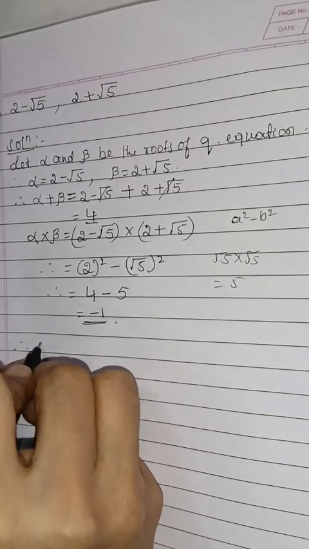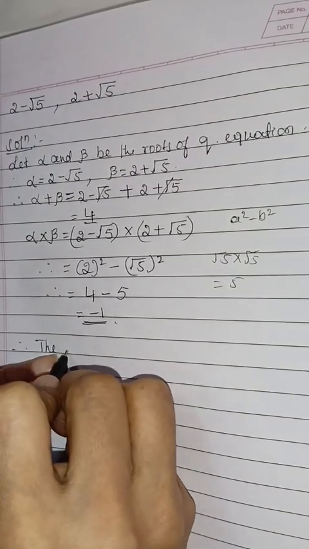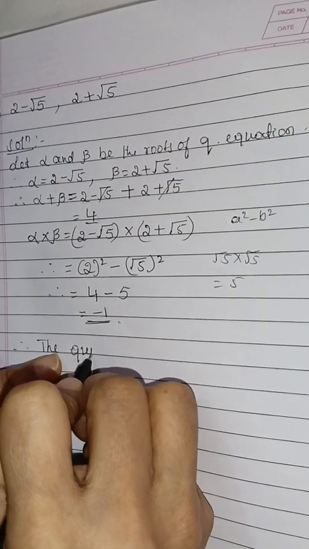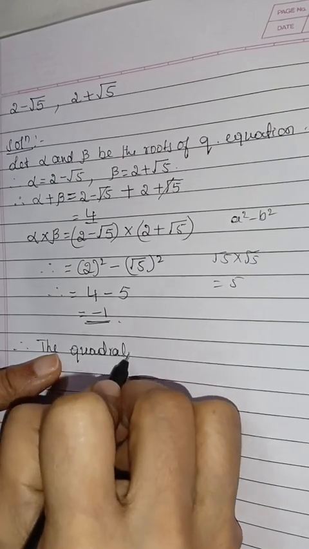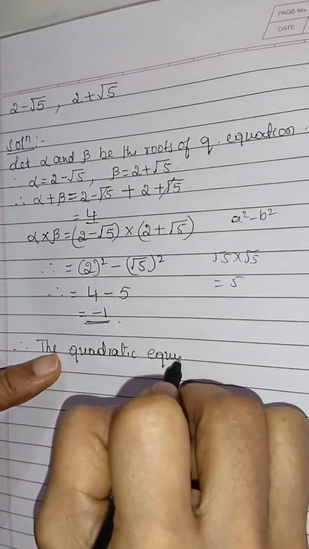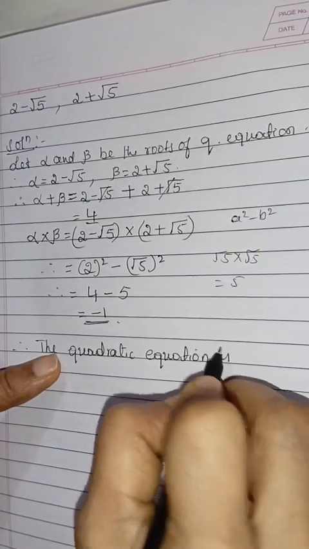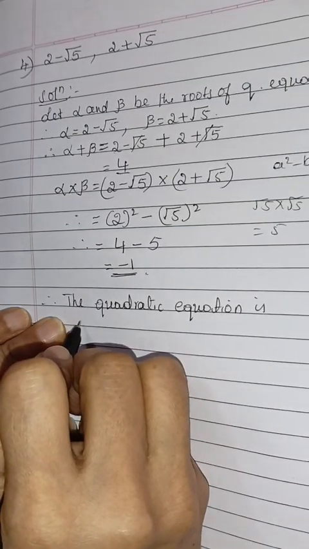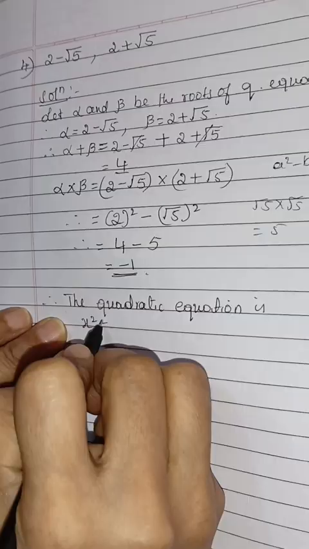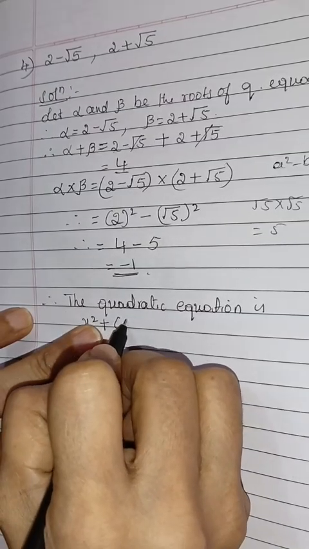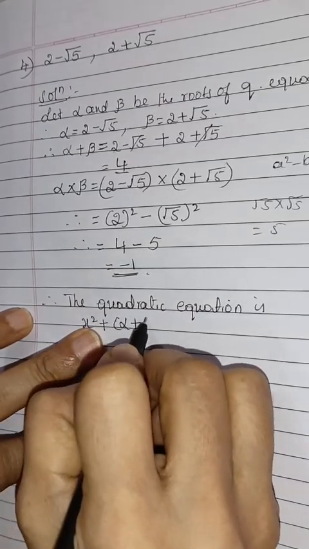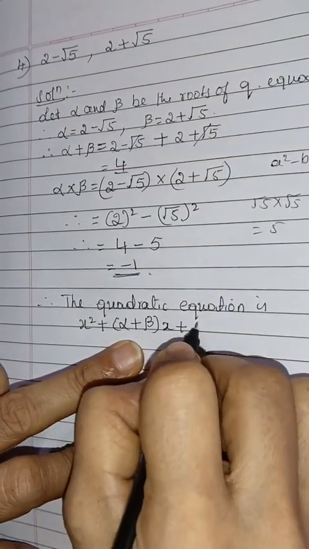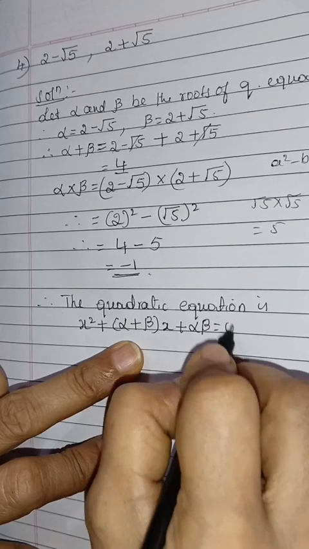Now, the required quadratic equation. What is the formula? X square plus (alpha plus beta) x plus alpha beta equal to 0.